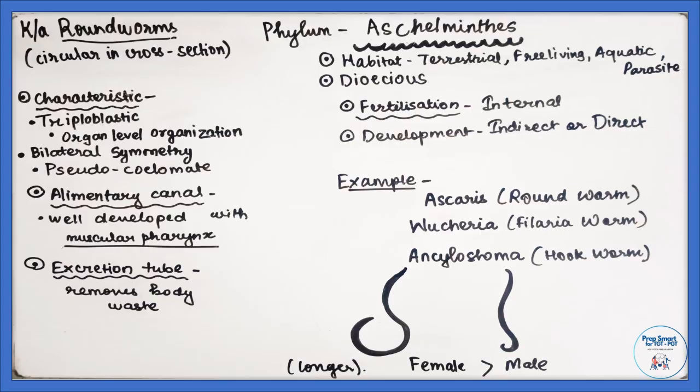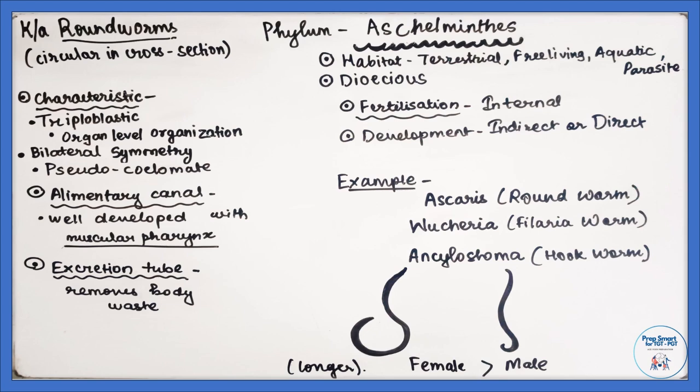The next phylum is phylum Aschelminthes. The individuals of this phylum are known as roundworms, as their body is circular in cross section. They are long, cylindrical, unsegmented, thread-like animals with no lateral appendages, thus commonly called roundworms, bagworms, or threadworms. Basic characteristics: triploblastic, organ level organization, bilateral symmetry, and pseudocoelomates. A false coelom is present.